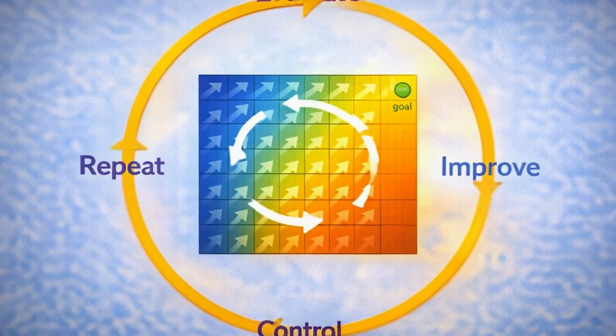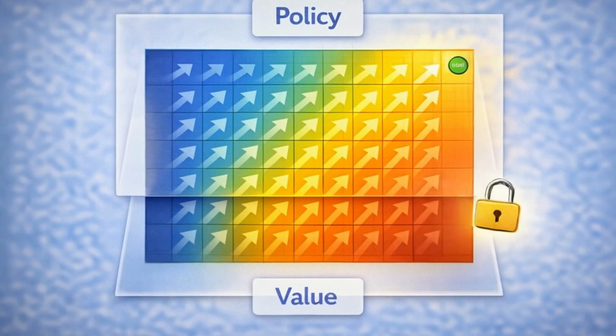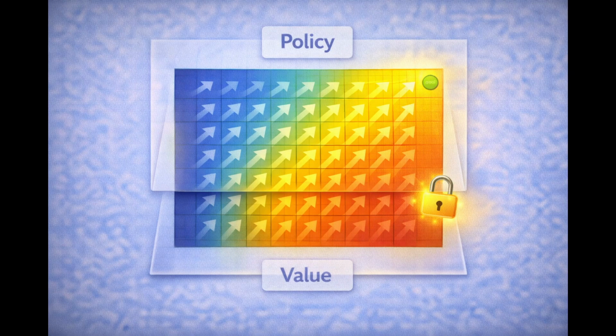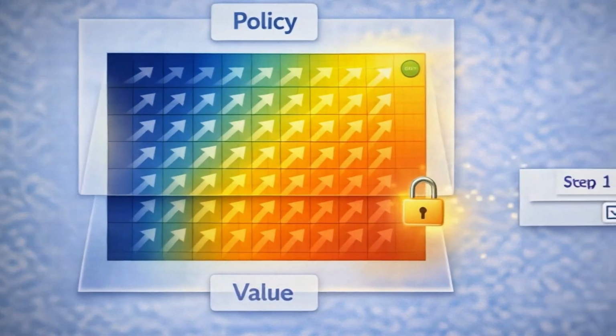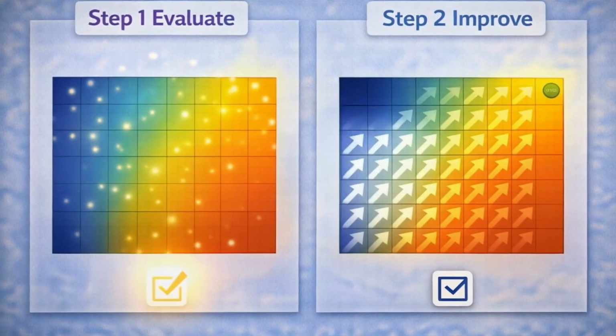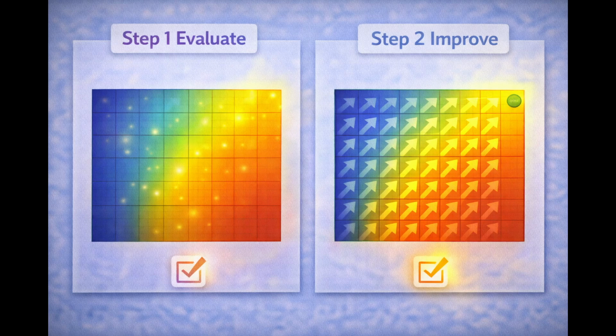What optimal means here is very specific. You reach a point where the policy is greedy with respect to its own value function. When you evaluate the policy, the values you get don't suggest any better actions anywhere. So the policy becomes stable, and the loop naturally stops changing. Policy iteration is the most direct version of this idea. You keep evaluation and improvement as separate phases. First, you evaluate the current policy until the values are accurate, then you improve the policy greedily using those values, and then you go back and evaluate again.